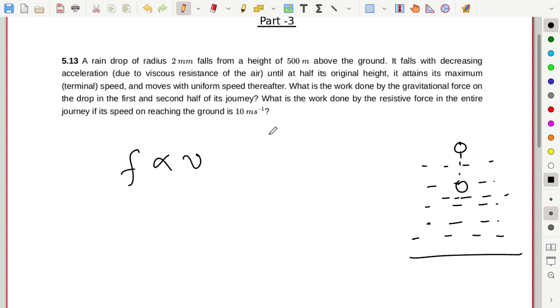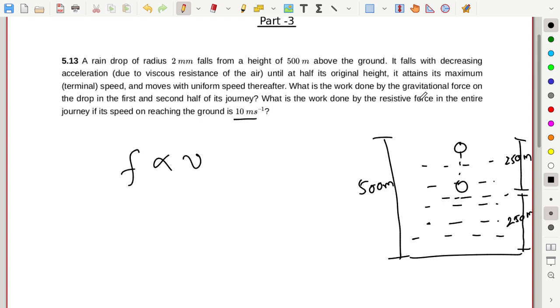They have also provided the constant velocity, which is 10 meters per second. They asked to find the work done by the gravitational force on the drop for the first half, so till this distance, and after that we have to calculate another work done in the second half. The total height is 500 meters. So this is the input they have given. We have to solve for the first 250 meters and the second 250 meters.